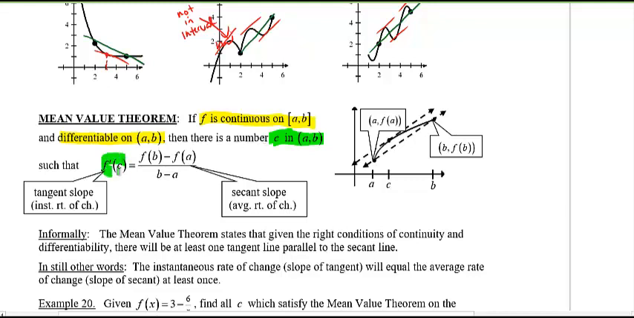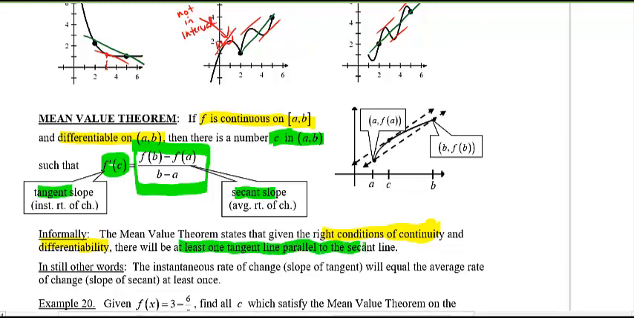f prime of c, which is this tangent slope, equals f of b minus f of a over b minus a, which is the secant slope. In other words, the instantaneous rate of change, meaning the tangent line slope, is equal to the average rate of change, the secant slope. So, informally, what they're saying is, given the right conditions, and what are the right conditions again? The conditions of continuity and differentiability, the things I highlighted in yellow. Then there will always be at least one tangent line that is parallel to the secant line connecting the endpoints.